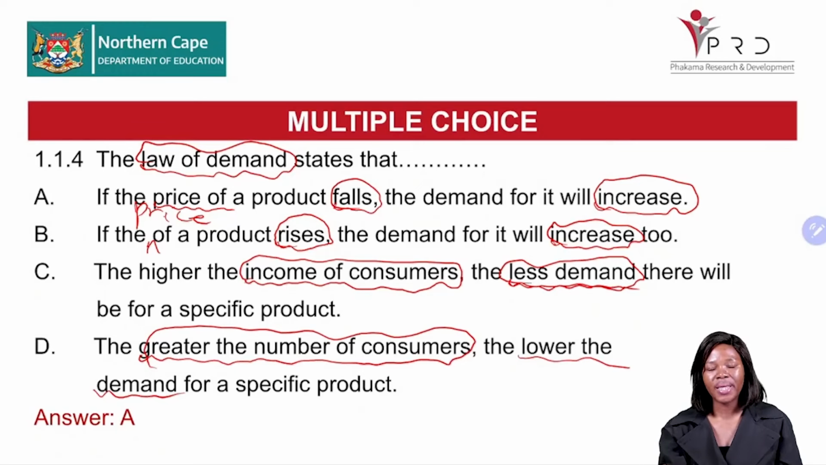If we have a consumer that has 10 rand, that consumer will buy all the apples. Why? Because each apple costs 1 rand. But when the price of that apple increases to 2 rand, and the consumer still has the 10 rand, the consumer will only buy how many apples? 5 apples. Why? Because the price has increased.